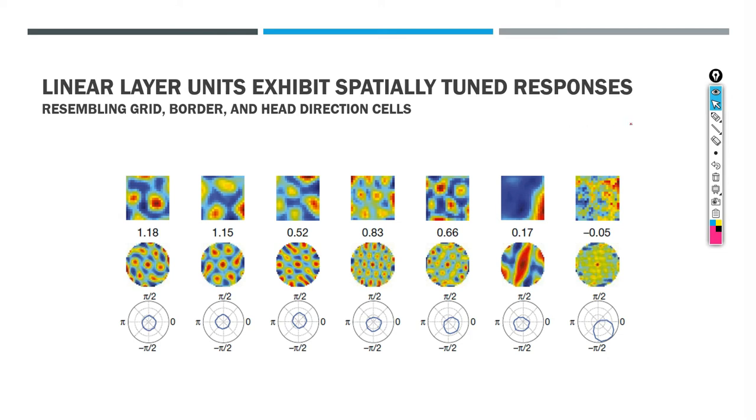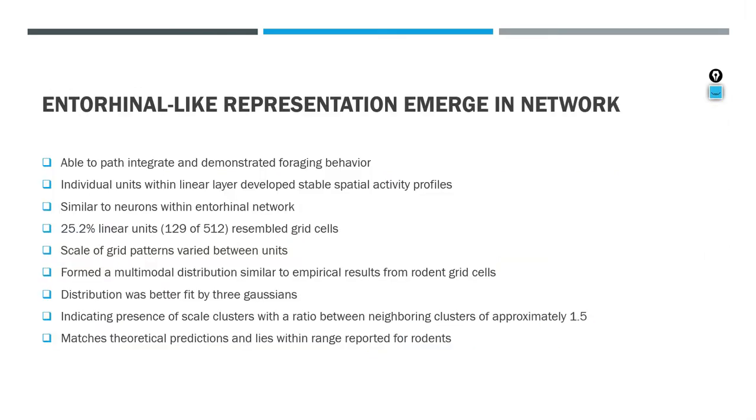Here we can see there are three types of plots. The first one is a rate map of activity over locations. In the second figure, we can see there is a spatial autocorrelogram of the rate maps over activity of locations. And finally, we have a polar plot which shows the activity versus head directions. So here, 25.2% linear layer units, that means to be precise, 129 out of 512 units resemble the grid cells.